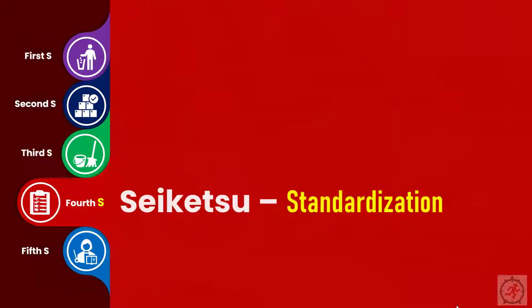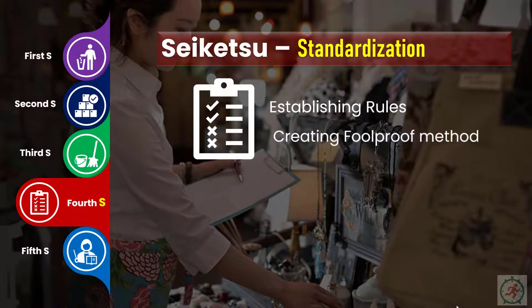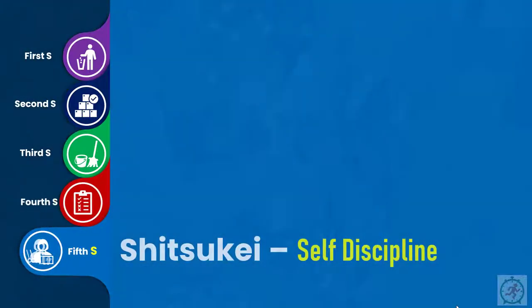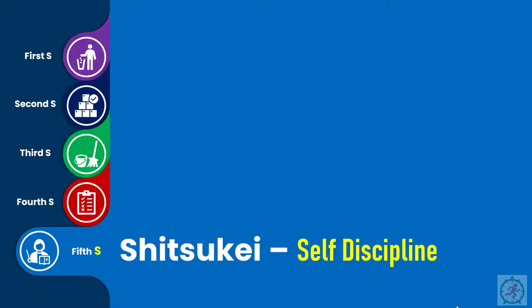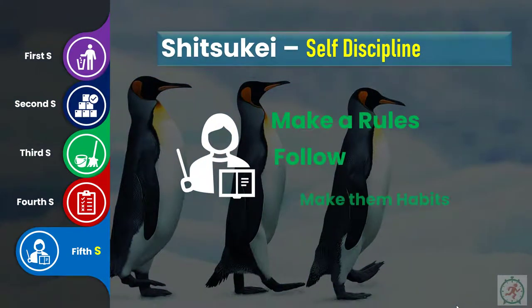The fourth S is seiketsu. It means standardization. Standardization is establishing rules, creating foolproof method, so that the normal and abnormality is easily visualized in the workplace. The fifth S is shitsuke. It means self-discipline for sustenance. Make rules for each step, follow and make them habits.